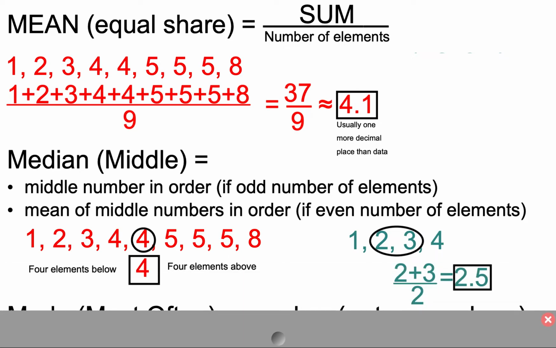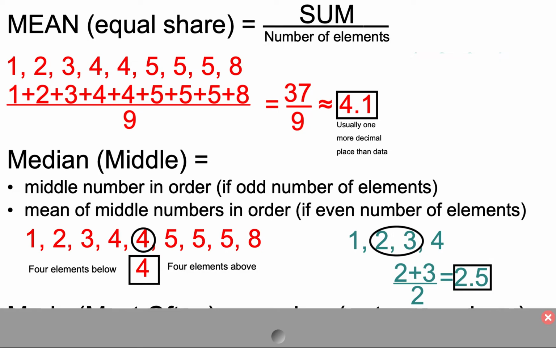Okay, with median, it's the middle. It's the middle number in order if there's an odd number of elements, and it's the mean of the middle numbers in order if there are an even number of elements. So for example, an odd number of elements, same list as before, 1, 2, 3, 4, 4, 5, 5, 5, 8. The middle number is 4. There are 4 elements below and there are 4 elements above.